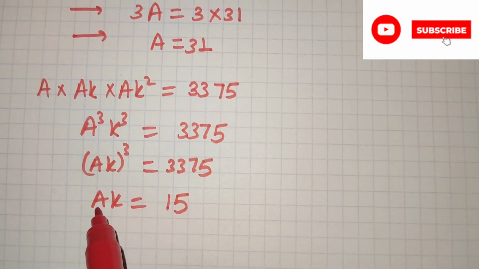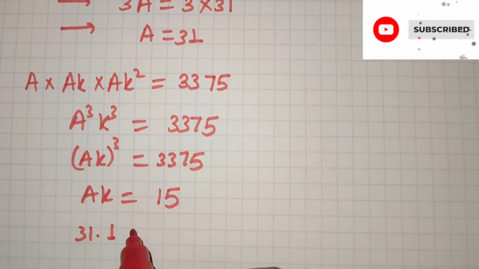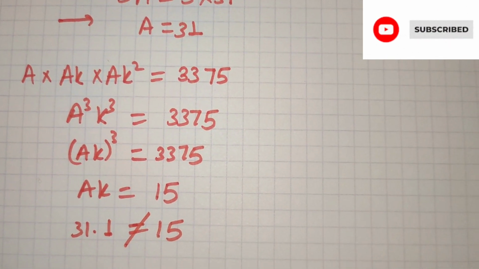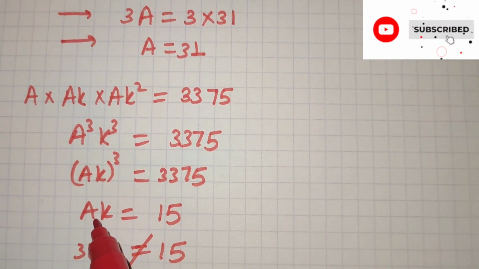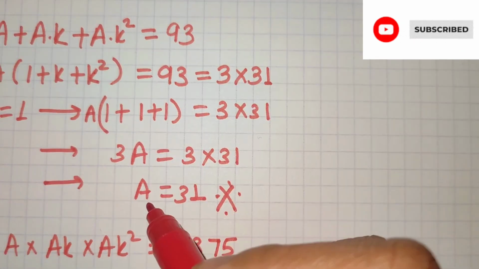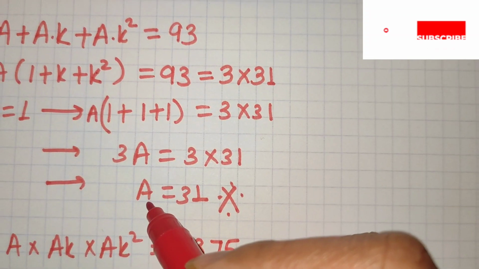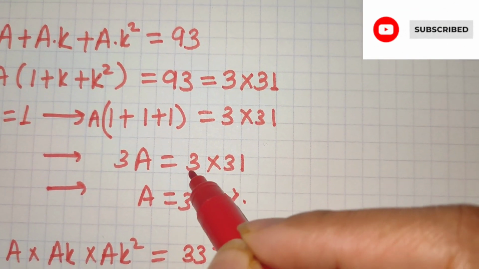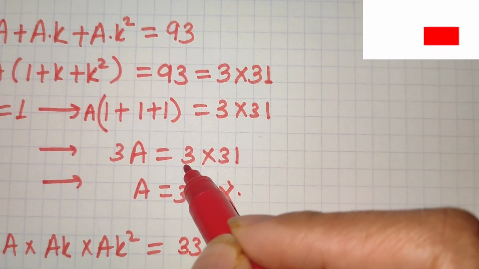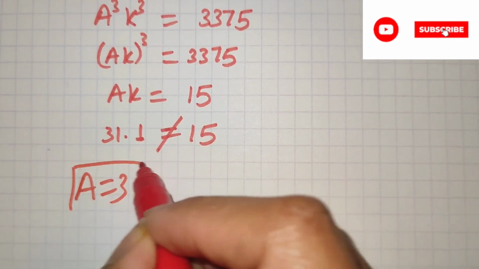And now let's substitute a equals 31. So 31 times 1 gives you 31, which is not equal to 15. That means a cannot take the value 31, so I'm not going to take this value. This means a equals 31 is not a valid value for a. And since 3 and 31 are the only factors, that means a has to take the value 3. So we got one of the values: a is 3.